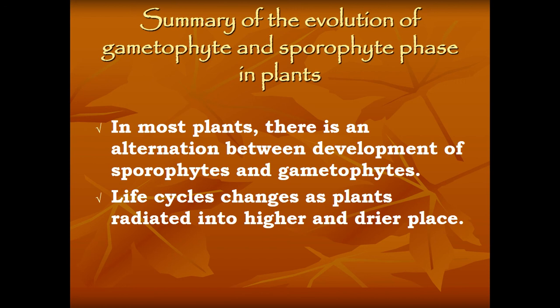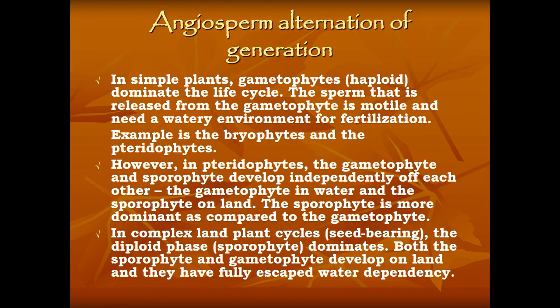Therefore, in summary, the evolution of the gametophyte and sporophyte phases in plants. In most plants, there is alternation between the development of sporophytes and gametophytes. The life cycle changes as plants radiate into higher and drier places. In simple plants, gametophytes dominate the life cycle. However, the gametophytes and sporophytes in pteridophytes develop independently from each other. They do not depend on the female gametophyte.